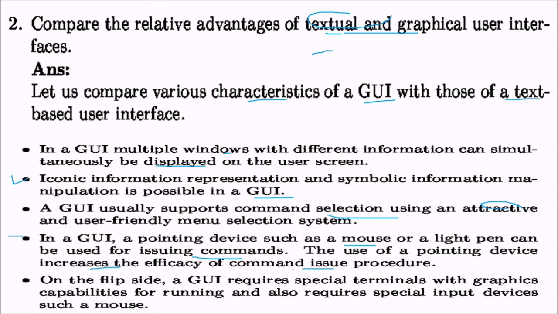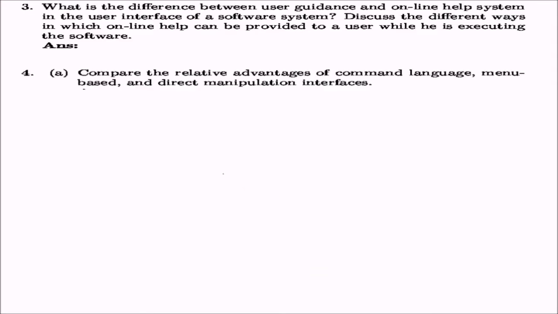But there is a flip side also. On the flip side, a GUI requires special terminals with graphic capabilities. This is important, while the command line or textual interface will not need this for running. It also requires special input devices such as a mouse or pen, as we just discussed. So this is the flip side.